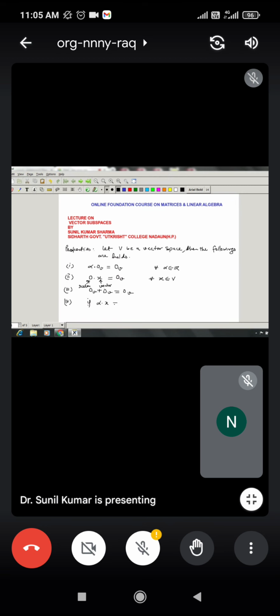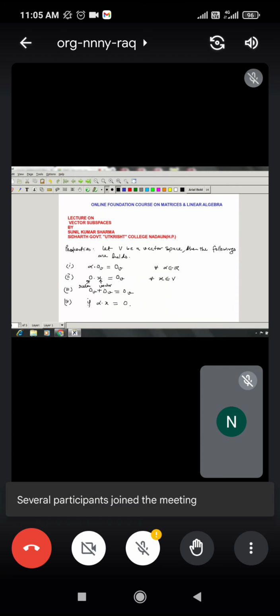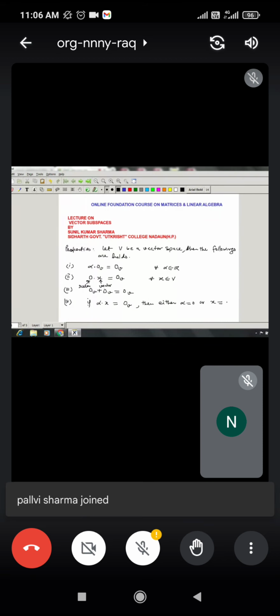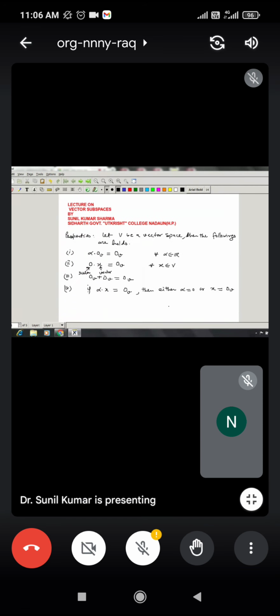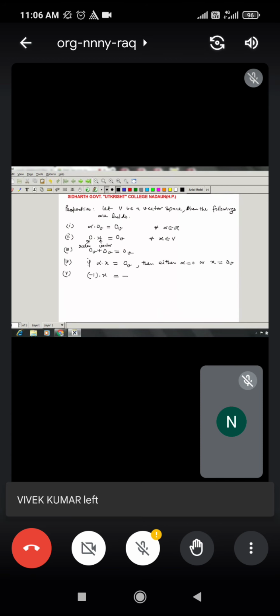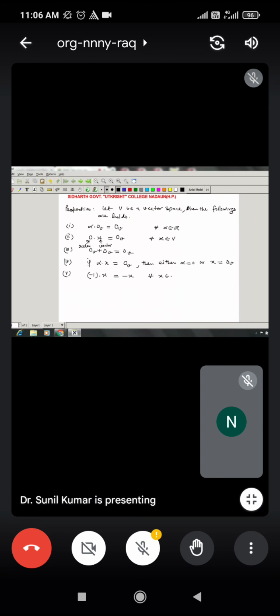And the fourth part is, if alpha dot x is equal to 0 V, then either alpha is equal to 0 or x is equal to the 0 vector, 0 V. And the fifth part is, you can multiply any vector with -1 and you get -x, for every x in V. So all of you know about these properties.